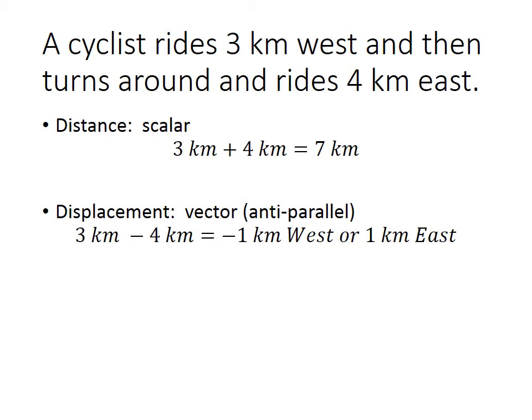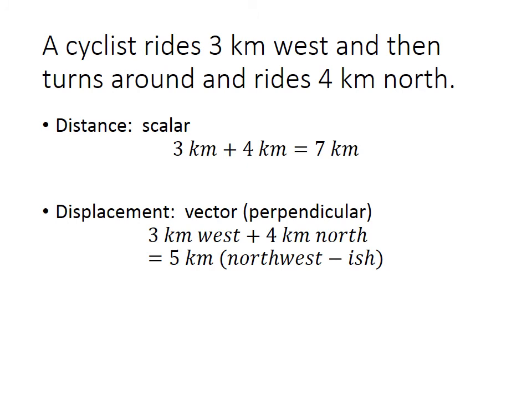All right, a cyclist rides 3 kilometers west and then turns around and rides 4 kilometers east. This is a slight variation on the one we saw in class. The distance is a scalar, so I just add up my magnitudes. So 3 kilometers plus 4 kilometers equals 7 kilometers. We should be comfortable with that one. The displacement, however, is a vector, and in this case, east and west are anti-parallel. Or it's a subtraction problem, whichever way you like to think of it. So 3 kilometers minus 4 kilometers is minus 1 kilometer west, or you could say 1 kilometer east.